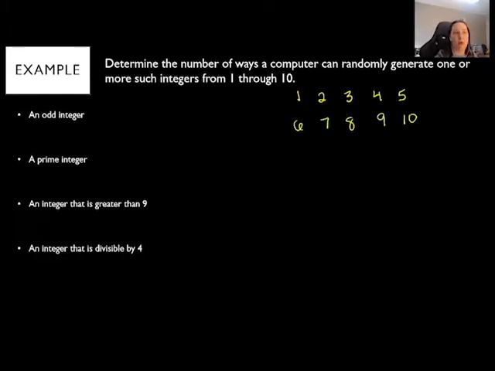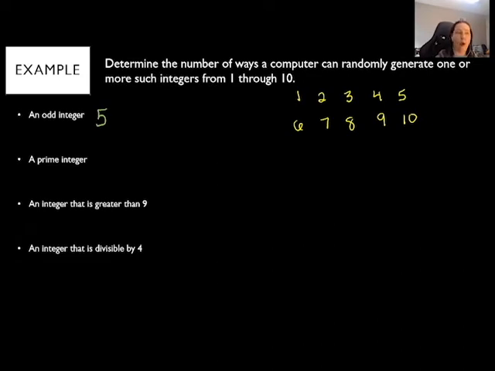So how many of those are odd? Well, 5 of those are odd: 1, 3, 5, 7, and 9. So there are 5 ways to get an odd integer. So, simple counting problem. You just count how many you have.